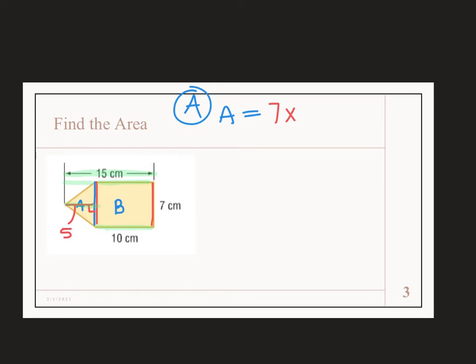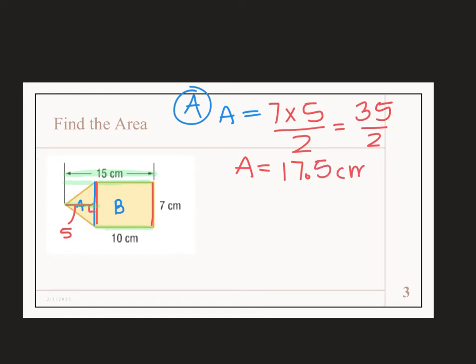So we're going to have to do 7 times 5 and divide that by 2. Well, we know that 7 times 5 is 35. And then we're going to take 35 and divide that by 2 to get our answer of the area of A, which is going to be 17.5 centimeters squared.